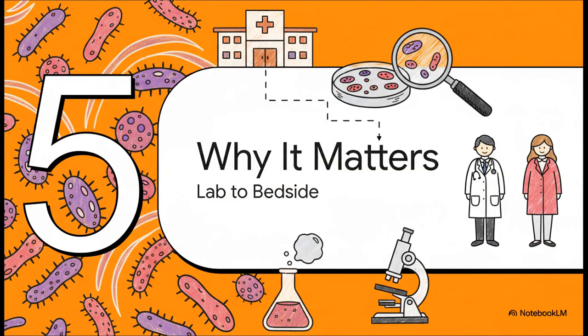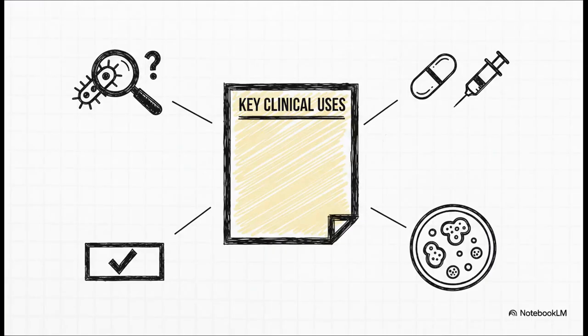So we've covered the what, the why, and the how. But let's bring it all home and talk about the most important part. Why does any of this actually matter when you're taking care of a patient? The clinical power here is just immense. It's the very first step in identifying a mystery bug, and because many antibiotics work on one group but not the other, it helps the doctor make a smart, educated guess on the right antibiotic to start immediately. We call that empirical treatment.